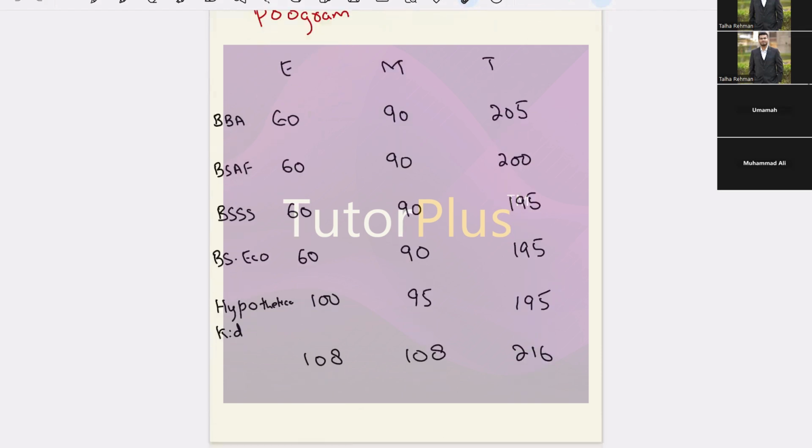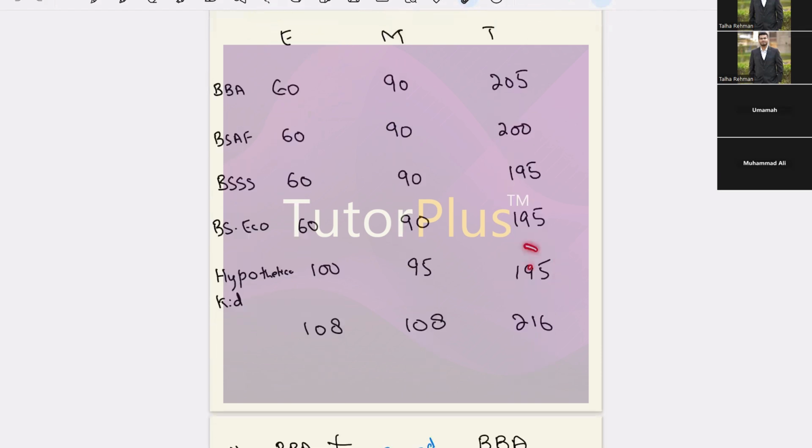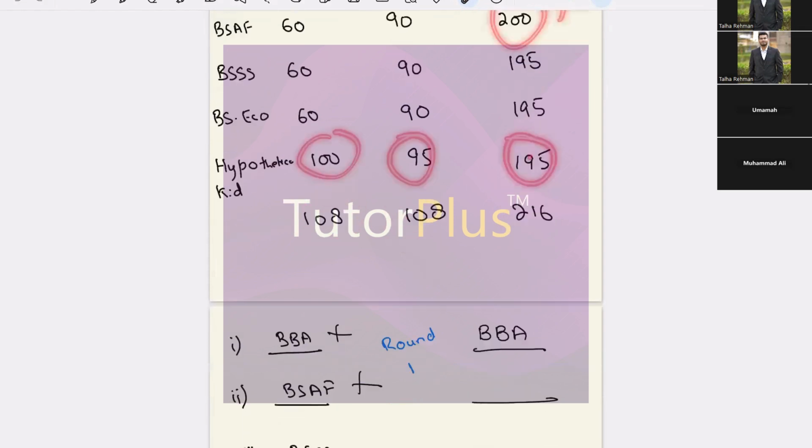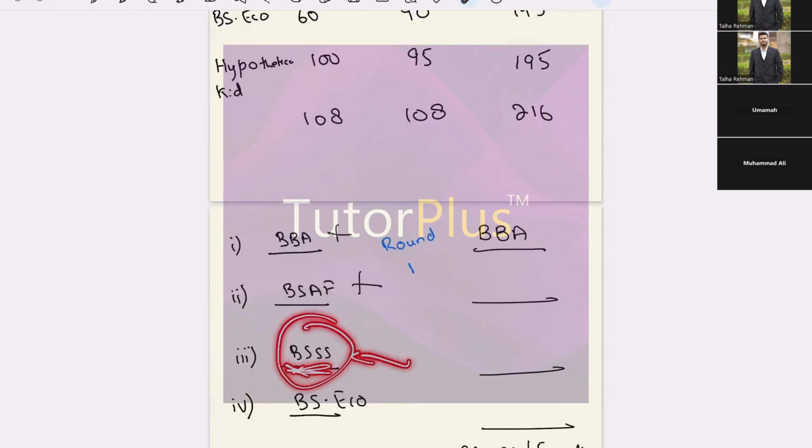Why exactly, Umama, is that the case? Because this person apparently is not meeting the total cutoff for BBA and not meeting the total cutoff for the other program, so this person will be considered for the third program, that is the social sciences program. So that's how this works.